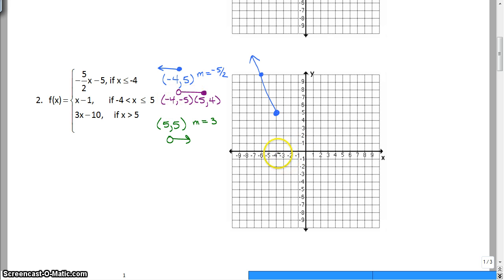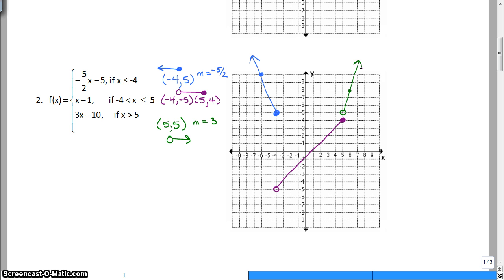The middle piece, like I said, it's simple. -4, -5. You've got an open dot. 5, 4, you've got a closed dot, and you just connect the dots and you're done. You have nothing else to do. And then finally we finish with 5, 5, which is an open circle with a slope of 3, so we're going up 3 over 1. Connect the dots, continue your arrow, and you are finished.